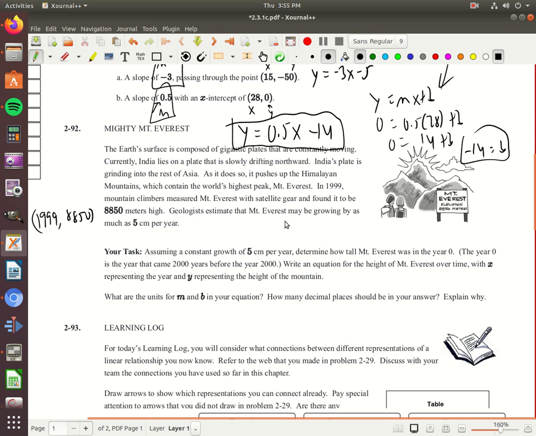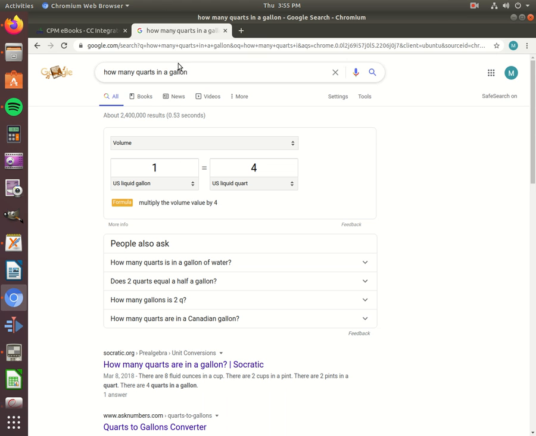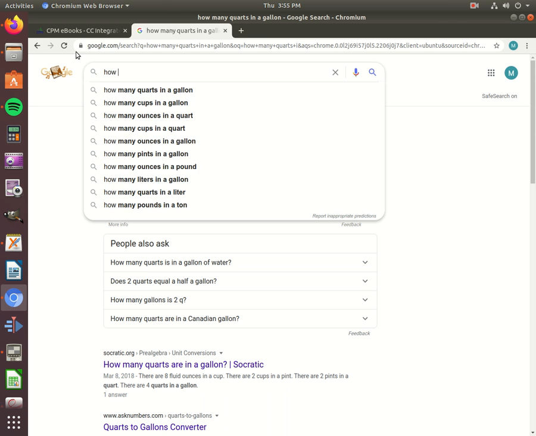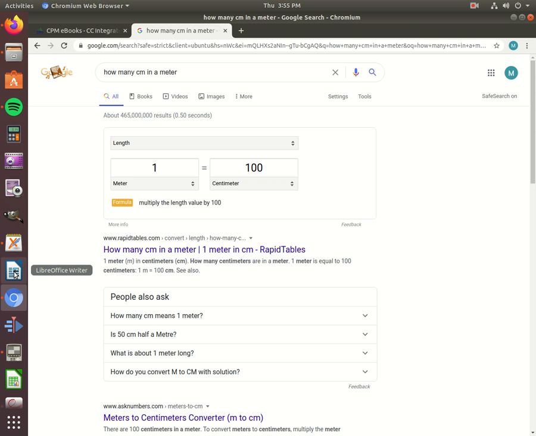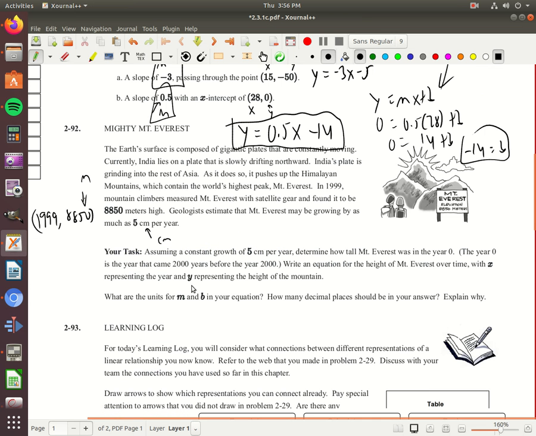Geologists estimate that Mount Everest is growing by as many as 5 centimeters a year. Oh, they're killing me. Did you see here that this is in meters and that this is in centimeters? Ugh. So I have to convert this. I think there's 100 centimeters in a meter, right? I'm going to make sure I have this right. How many centimeters in a meter? I think it's 100. Yeah. All right. I just want to make sure I didn't screw that up at the end of this video.